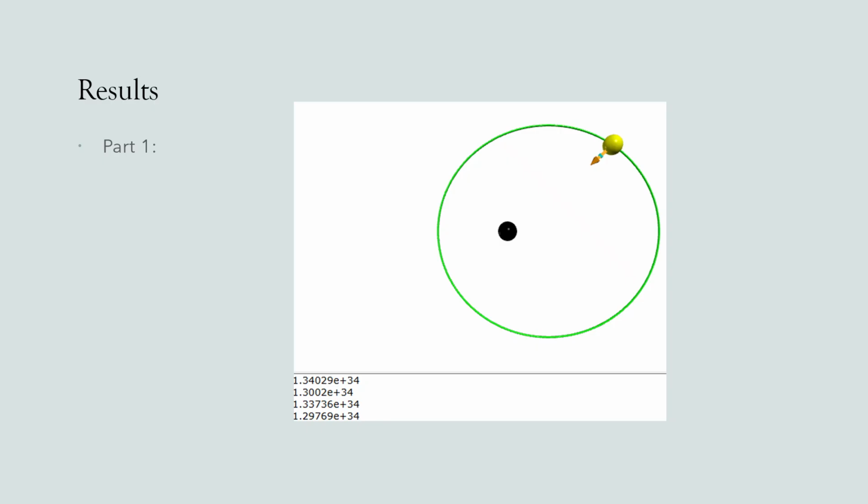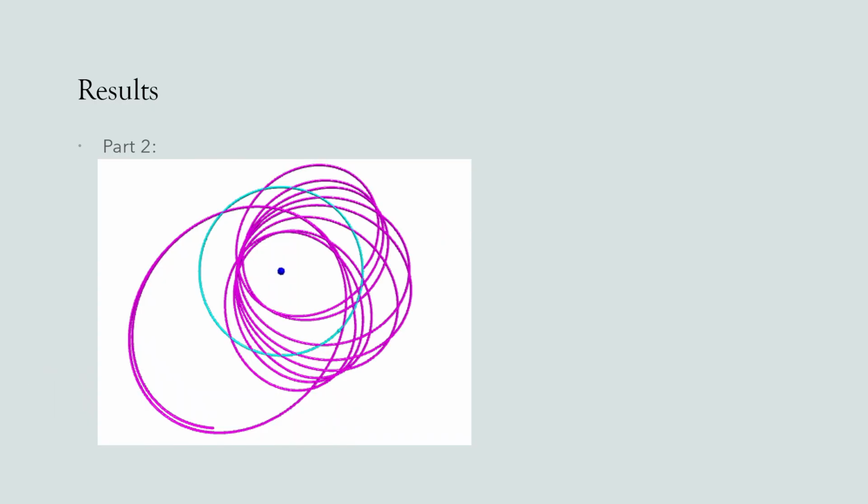For our results in part 1, we'll see that the mass of the black hole is varying, and that is due to the change in the star's momentum. So the closer or farther away the star is from the black hole changes the momentum of the star, which changes the mass of the black hole, which is not what we want. So it's an error.